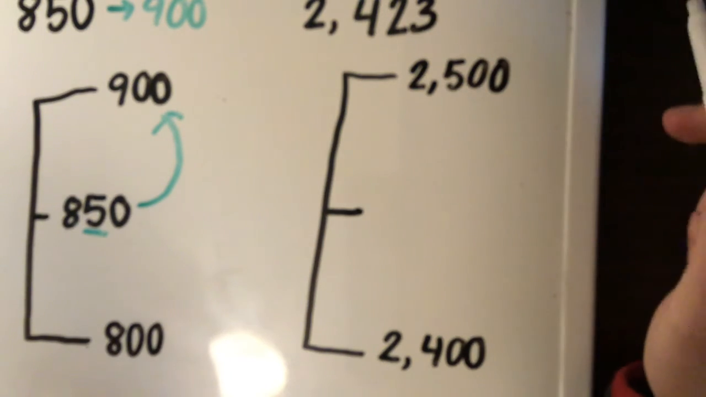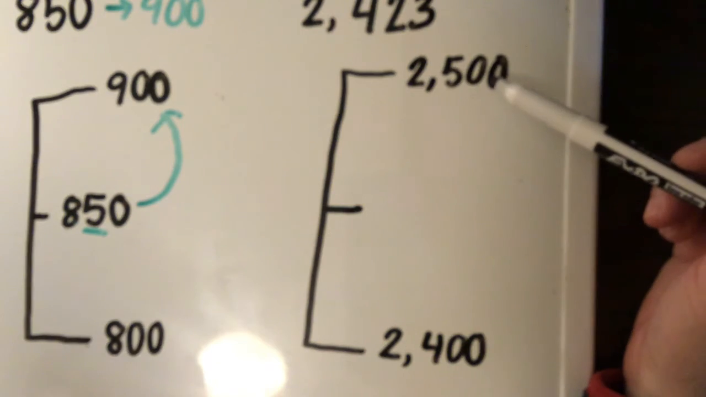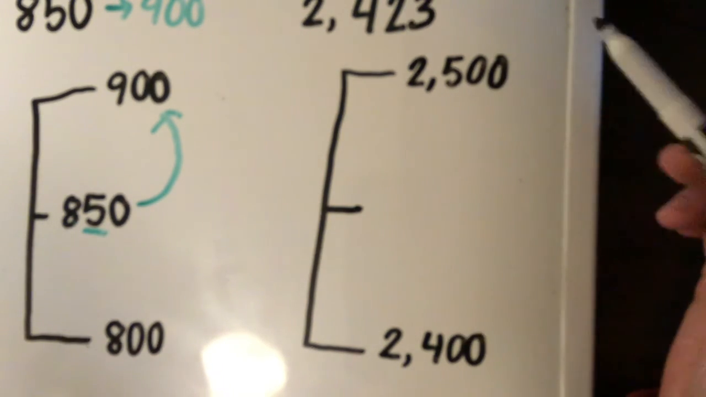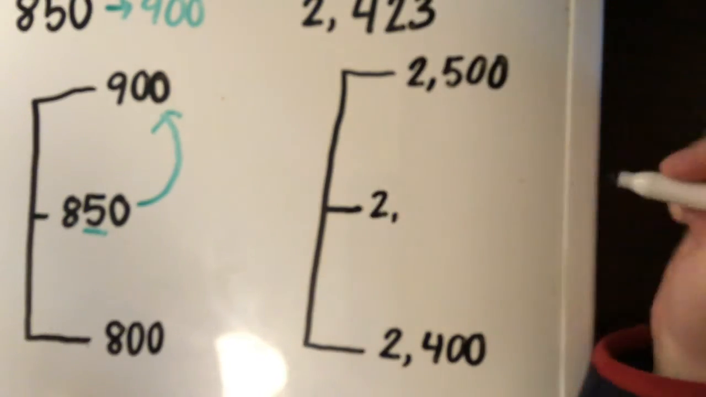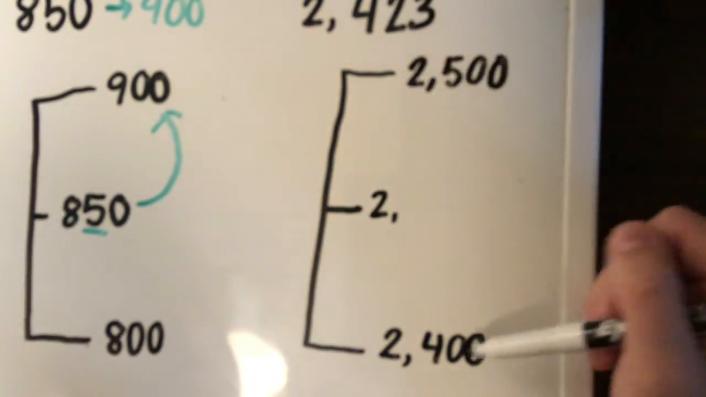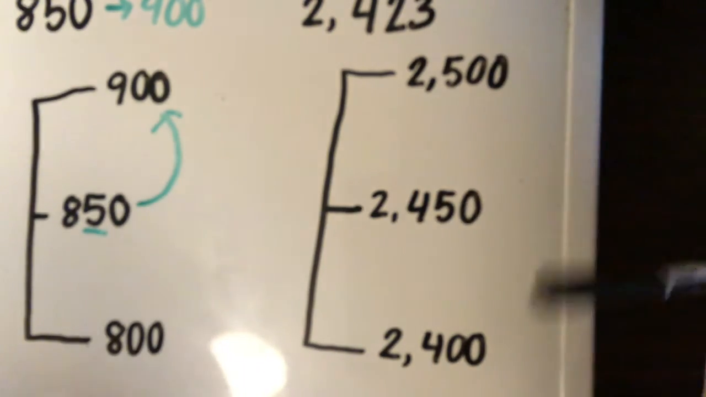So now I have 2,400 and 2,500, but I'm still just thinking about the hundreds I have here. And then the one in the middle, I'm putting that 2 there. I don't have to worry about that. And then I'm just thinking about the midway point, which would be 450.